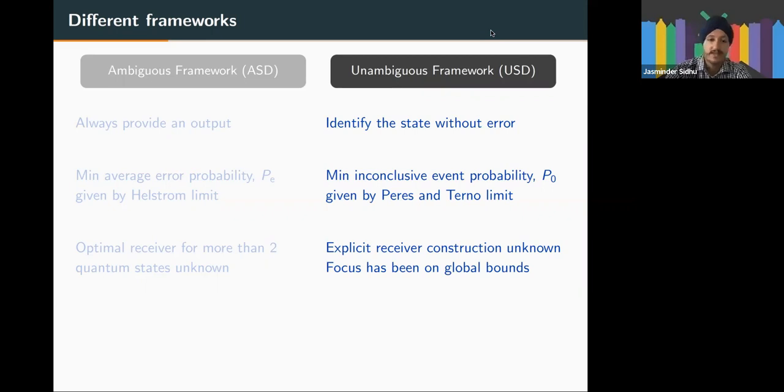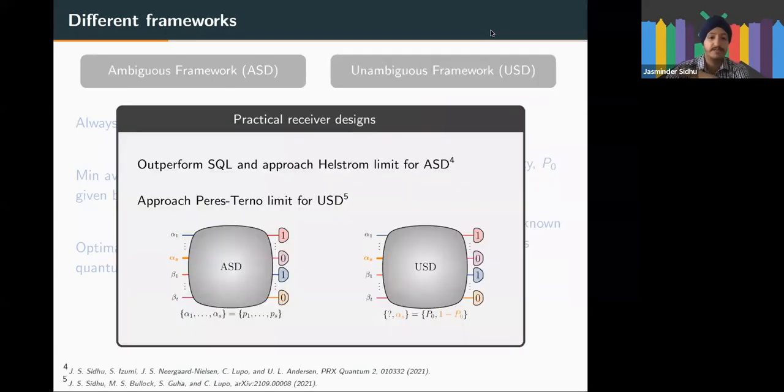Now, a lot of the work in the literature has focused on defining what these global bounds are, and often does not consider the explicit receiver constructions, which generally are difficult to attain beyond a few examples. So this is something that we'll look at and has been a theme of some of our previous work, which is practical receiver designs. And at least for the ambiguous state discrimination, this work can be seen published in PRX Quantum. And for the remainder of the talk, we'll be concerned with the second framework, unambiguous state discrimination, where we'll use a practical set of resources to minimize the inconclusive event probability.